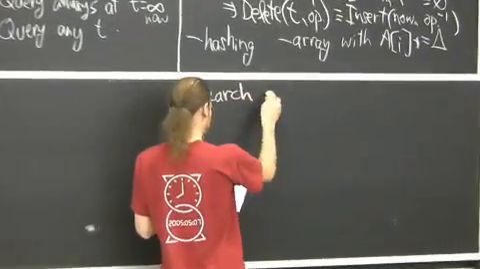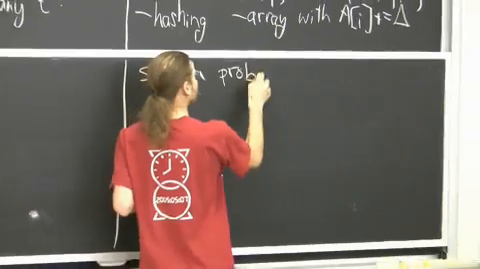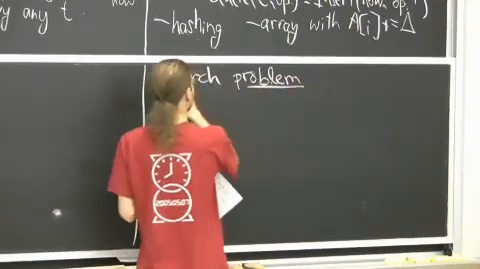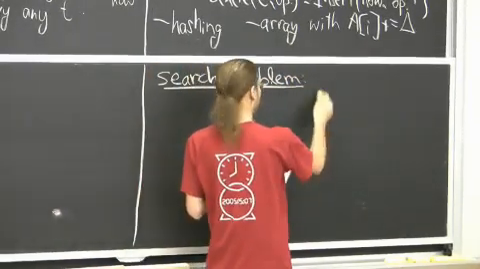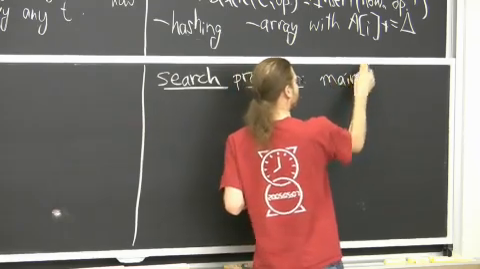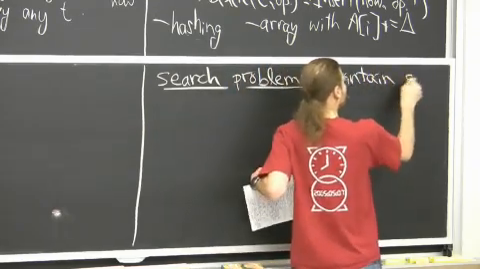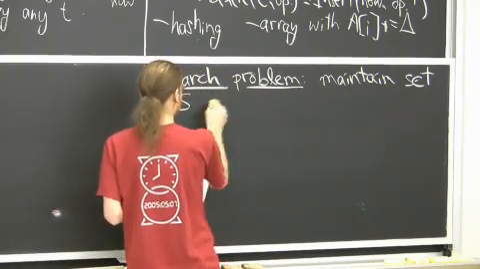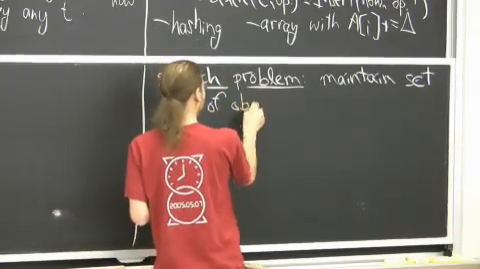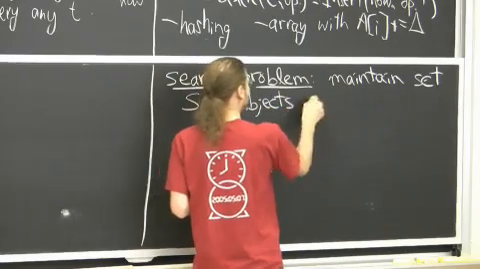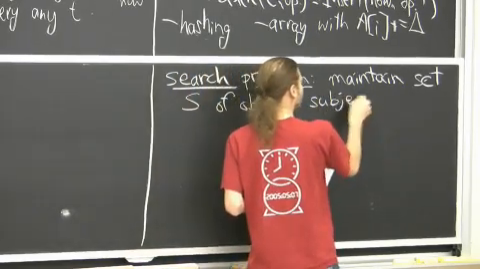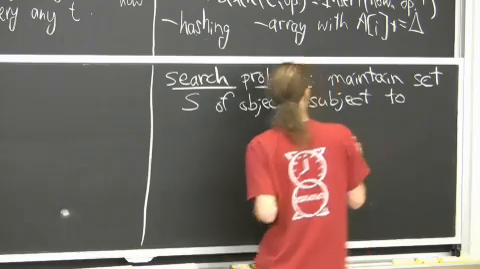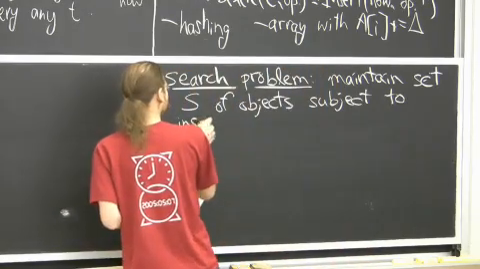First, I'll define a search problem. You've seen many examples of this in your algorithmic lifetime. Maintain a set S of objects. We don't know what they are. Subject to insert, delete, and some kind of search query.